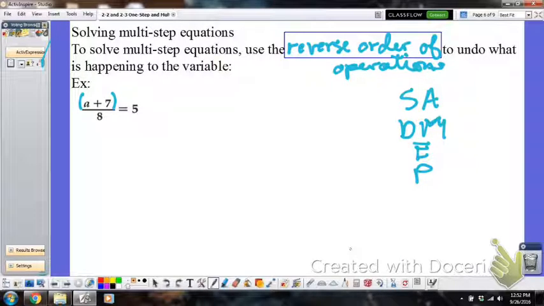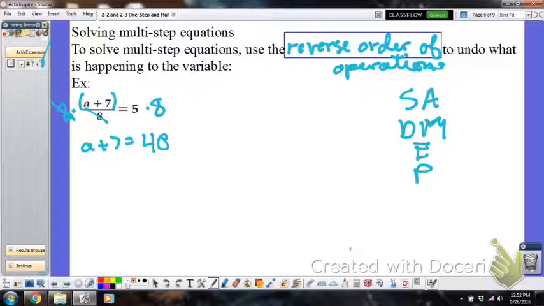And since our parentheses come last in our reverse order of operations right there, we're going to do that very, very last. So that means we need to take care of this 8 first. So that is a division of 8. Well, we get rid of division by multiplication, so I'm going to multiply both sides of my equation by 8. On the left side, the 8's cancel out. They're equal to 1. I'm left with a plus 7 equals 5 times 8, which is 40.